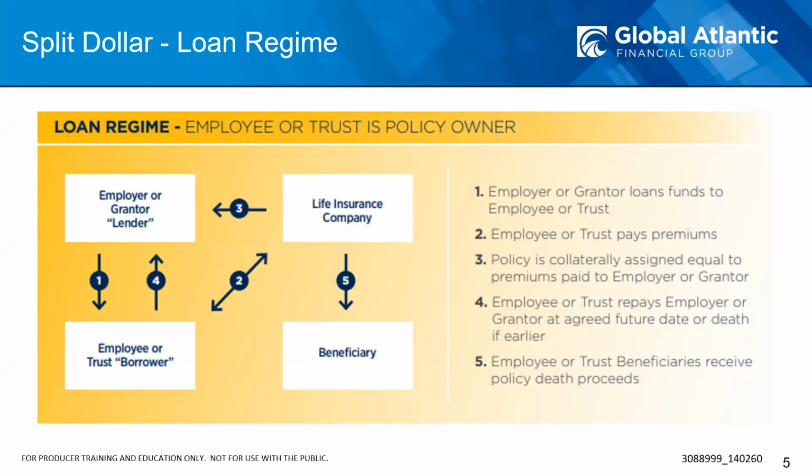It is important to note on this type of split dollar plan, the employee is going to be the owner of the policy. So the employee will own the policy, they will be the insured, they will select the beneficiaries, but the employer will have that collateral assignment in place to recoup the amount that they loaned out for premiums. Donald, you can go ahead.